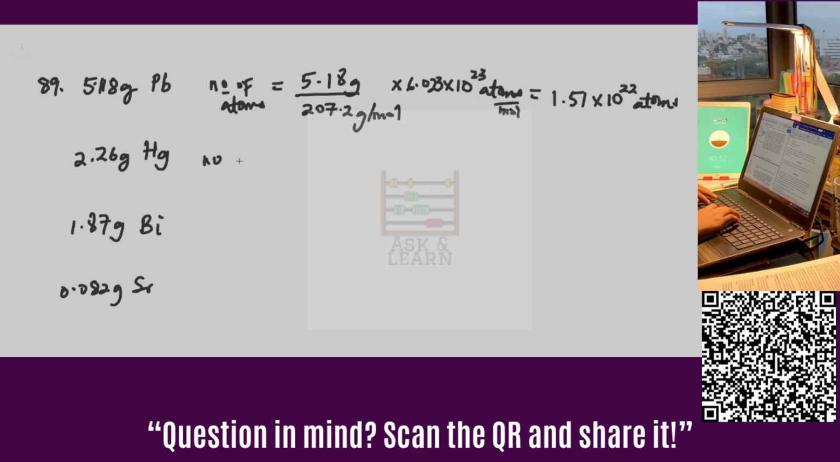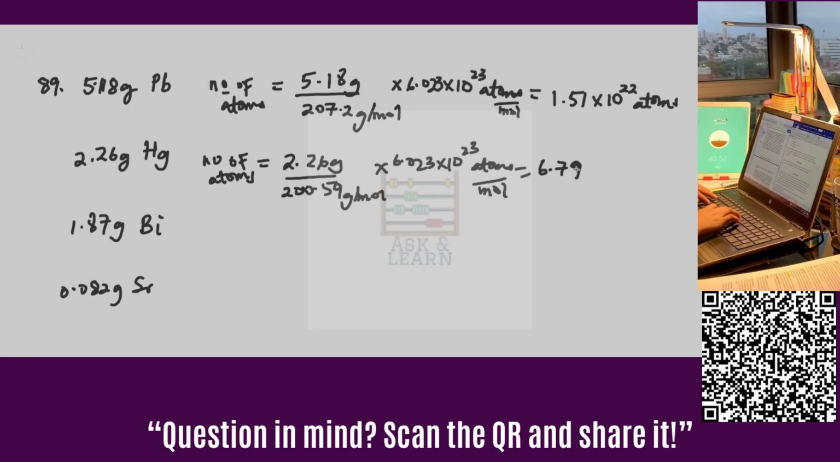The second part of this question is very similar to the first. You follow the same approach. So the number of atoms is going to be given by the mass, 2.26 grams over the molar mass of lead, which is 200.59 grams per mole. Multiply that by Avogadro's number, 6.023 times 10 to the power 23 atoms per mole. And your final result should be 6.79 times 10 to the power 21 atoms.